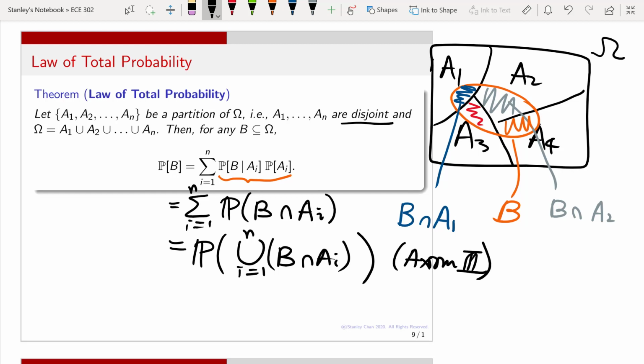And then what is the union of the sets? Well, that's just the set operation. When you have all these 4 subsets, when you put the union together, that will just give you B. And therefore, we have proved this theorem, this law of total probability theorem.